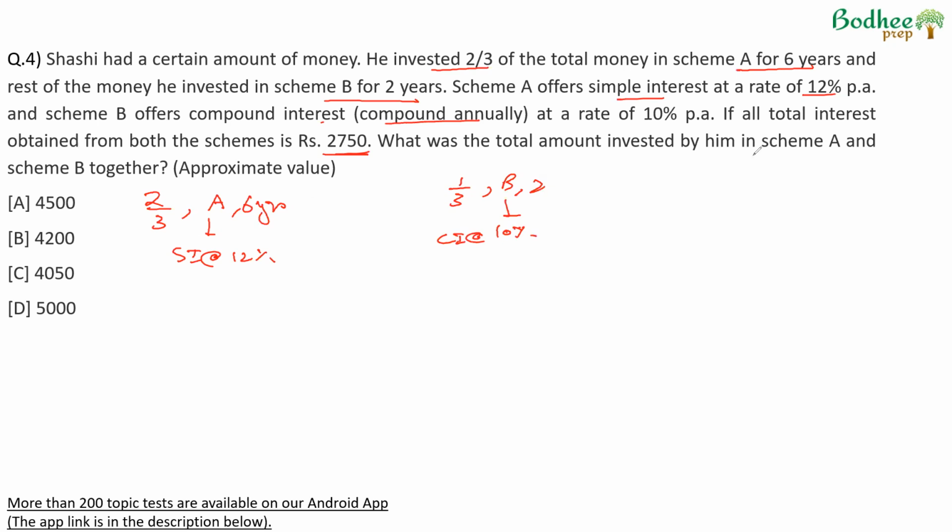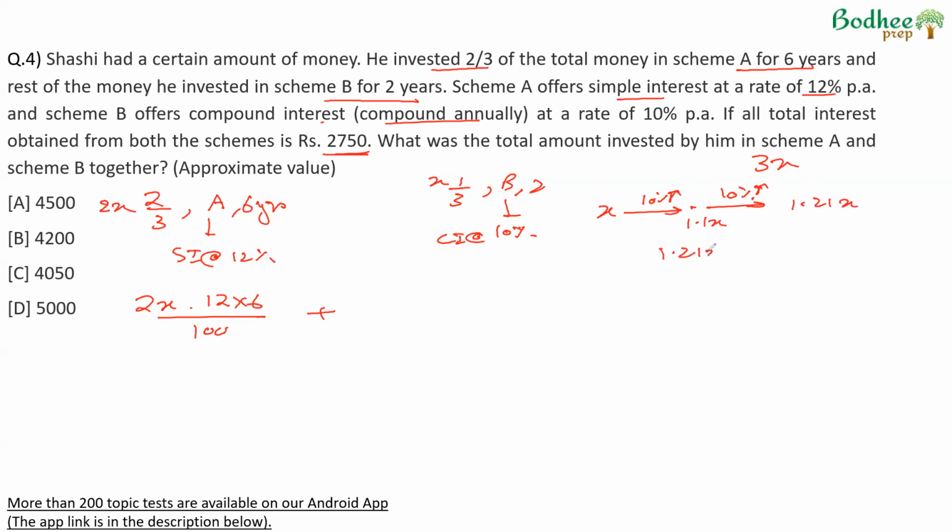Suppose the total investment is 3x. 2/3 of this will be 2x. 1/3 of this will be x. So the interest from scheme A will be principal into rate into time upon 100. If you look at the second scheme, x will increase by 10% in the first year and then again by 10% in the second year. So the value will become, here it will be 1.1x, here it will be 1.21x. So the interest will be 1.21x minus x, which is 0.21x.